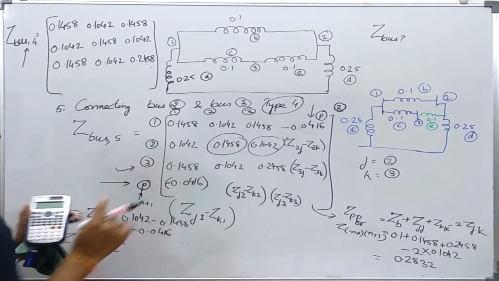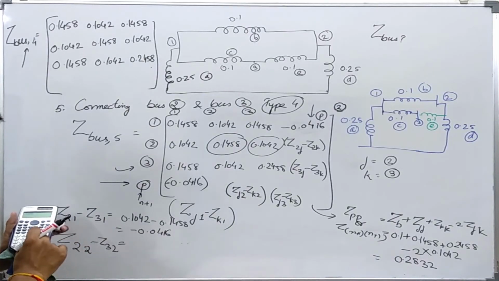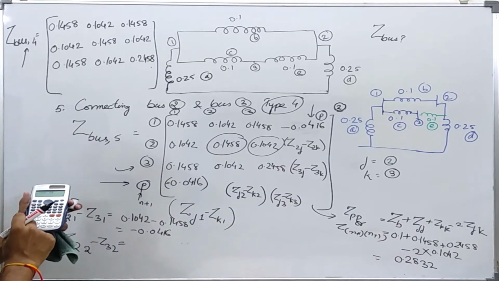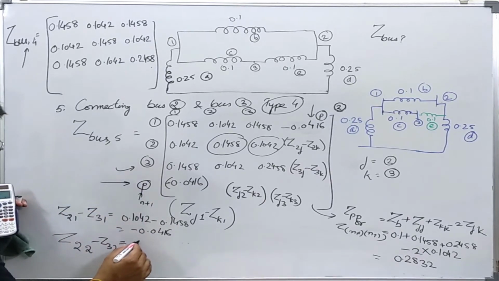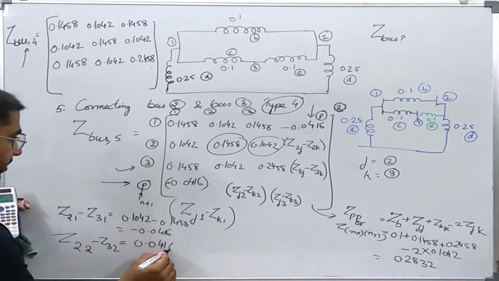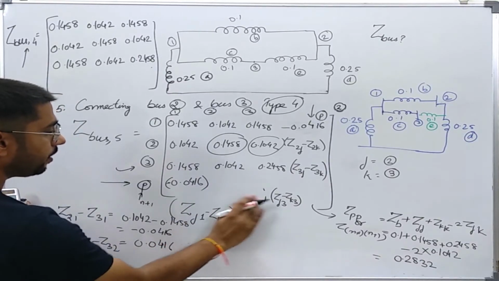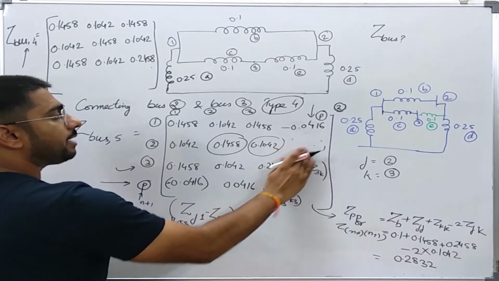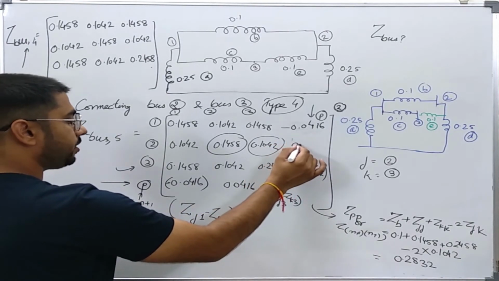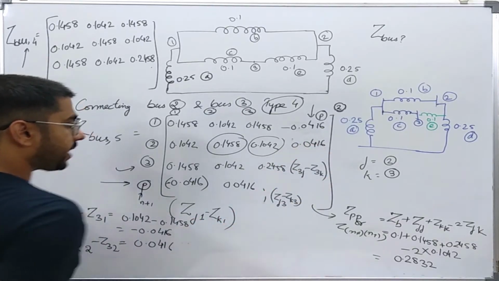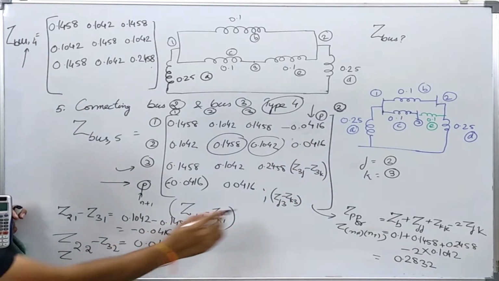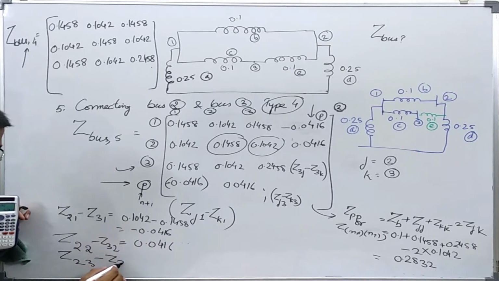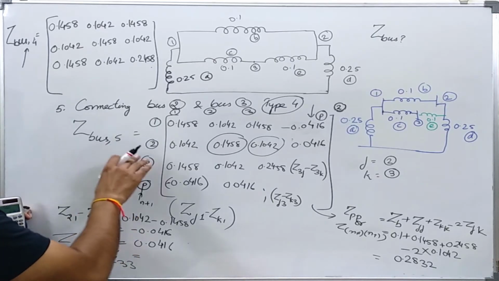Now ZJ2 minus ZK2, Z22 minus Z32, is equal to, what is Z22? Z22 is 0.1458, and what is Z32? It is 0.1042. It comes out to be 0.0416. So this element will be 0.0416. Similarly, due to the bilateral network, it is 0.0416.